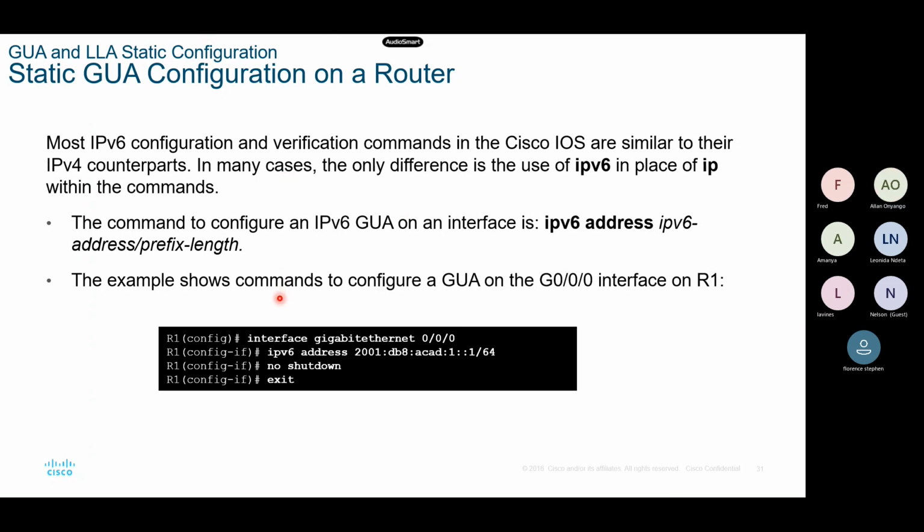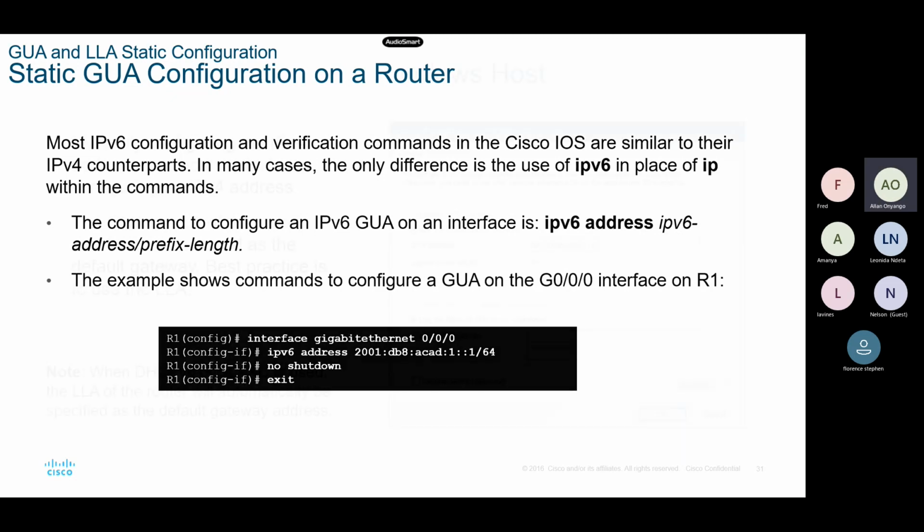Very simple. You just need to go to the interface. You say interface gigabit ethernet 0/0/0, or you can say interface G0/0/0. Then you say IPv6 address, and you put your address: 2001:DB8:CAD:1::1/64. So you put the slash together here in IPv6, and then you activate the interface, okay?